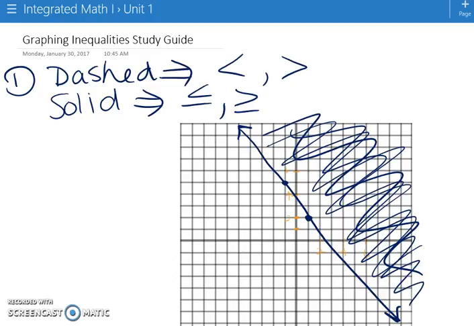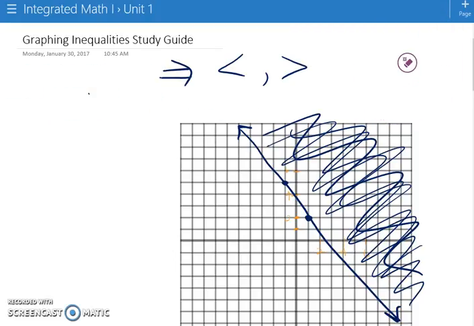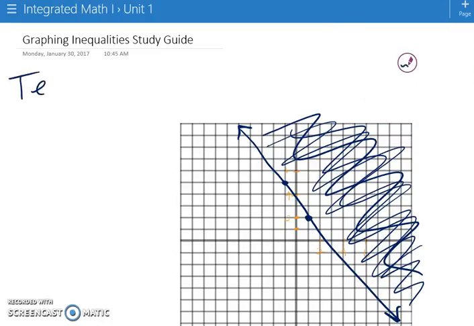Number 2. How do you know whether to shade above or below the line when graphing the inequality on a coordinate plane? Most times it's pretty obvious, but if not, we can always test a point. We pick a coordinate pair, plug it into the inequality, and check to see if that point is a solution or not. If it is a solution, it must be on the shaded side of the graph. If it's not a solution, it must be on the opposite side, the empty side of the graph.